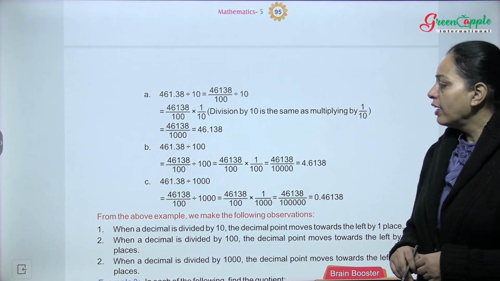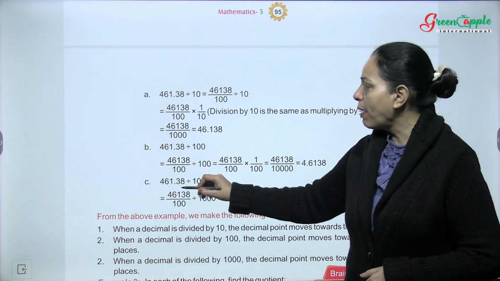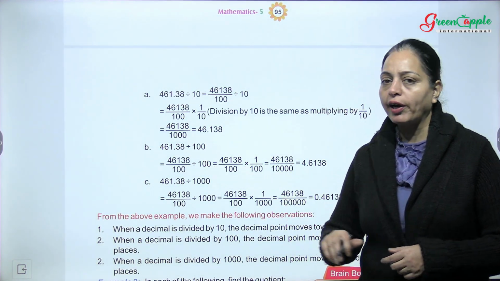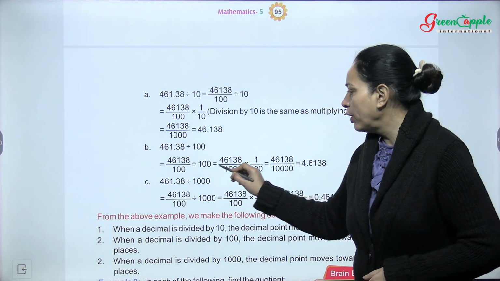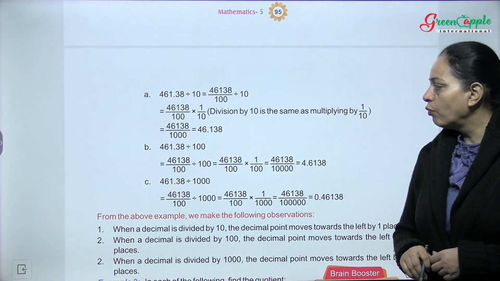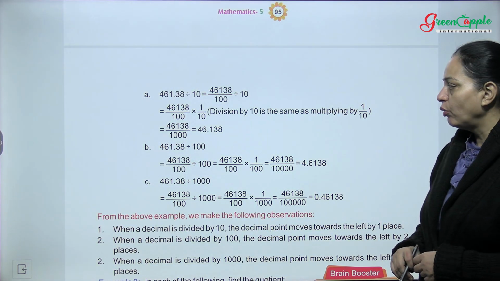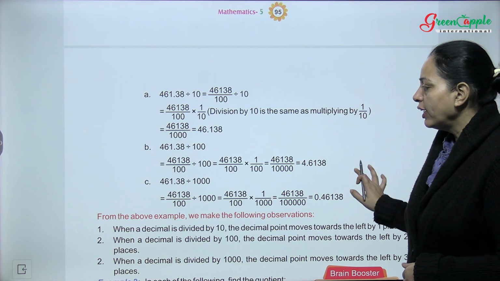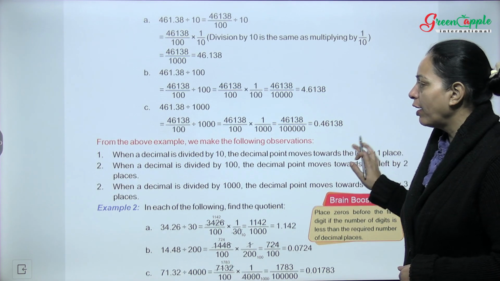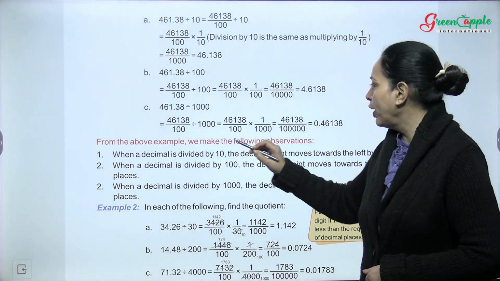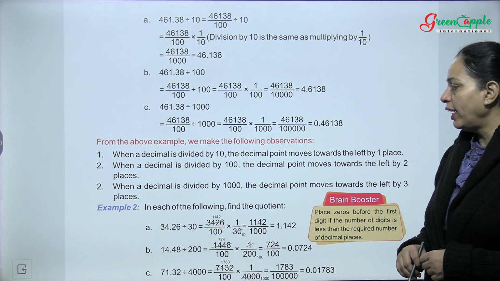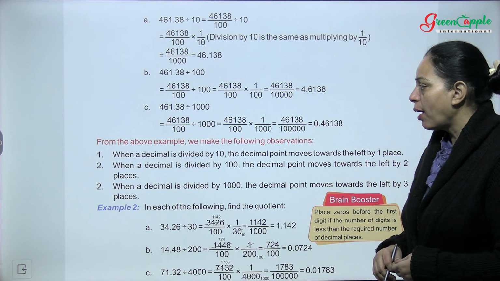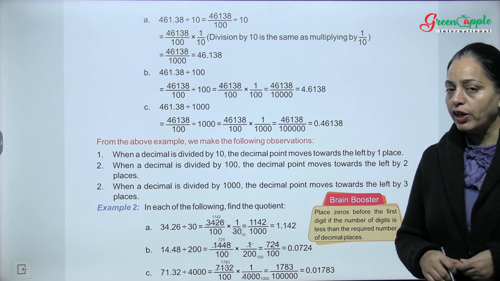46.138. Okay, now the next, B part, 461.38 divided by 100. So what will you get? You will get this one, 4.6138. Okay, now the next, this one divided by 1000. So what will you get? You will get 0.46138. So from this above example, we make the following observation.